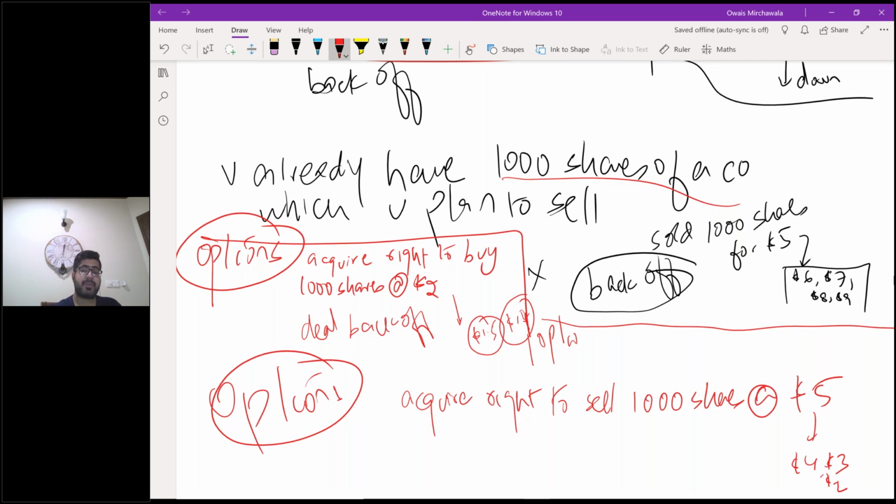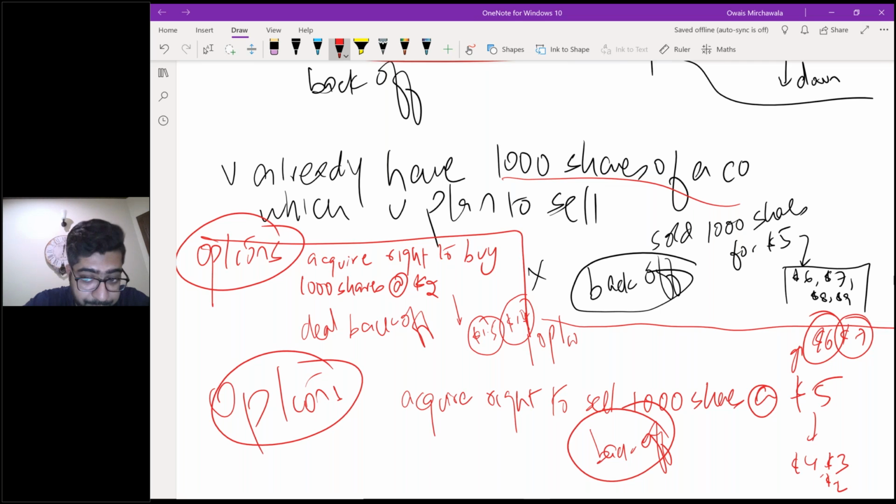But if the price starts going up, $6, $7, you just acquired a right to sell shares at 5, but now the shares are going in the market at a higher price. You back off. Leave the right and go into the open market and sell for $6 or $7. So see how much investors are protected here. You're acquiring a right to sell shares. If the prices go up, you just back off. Don't sell your shares at 5, sell them for 6 or 7.